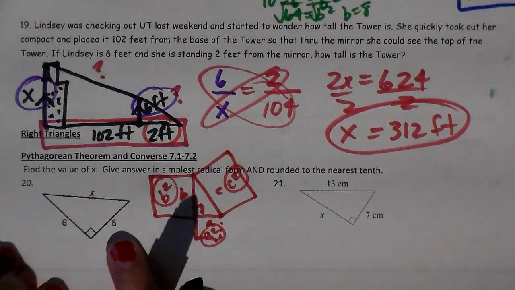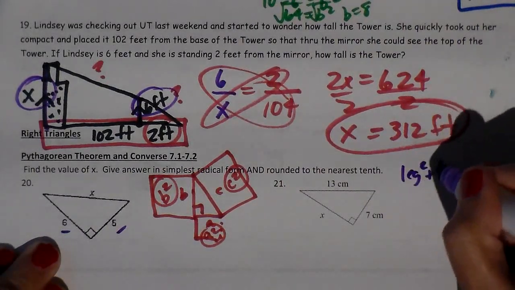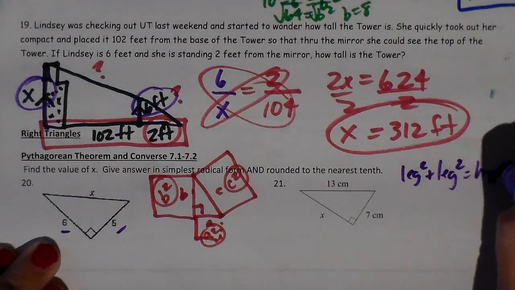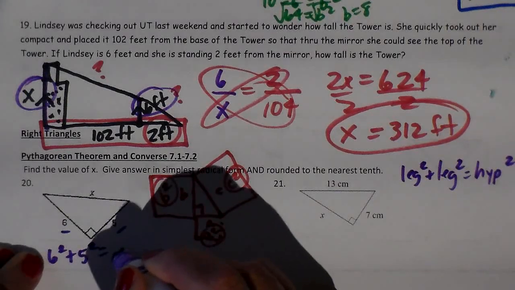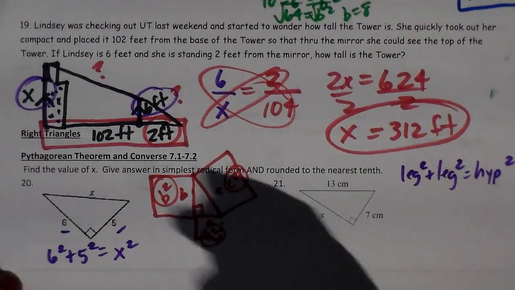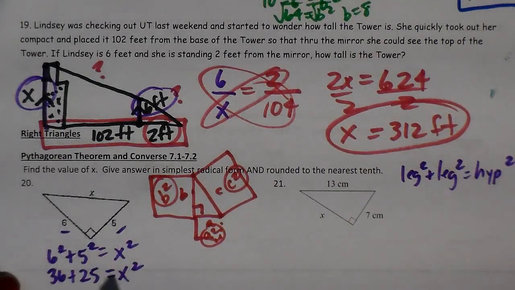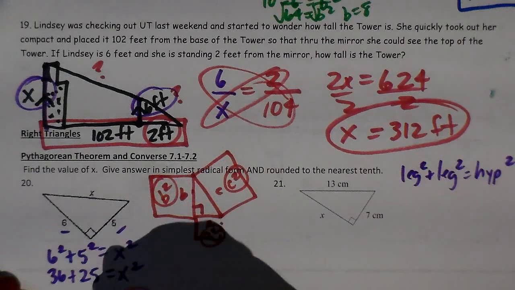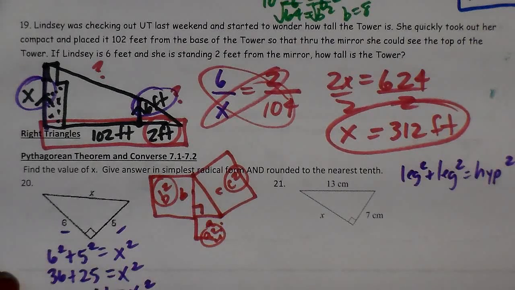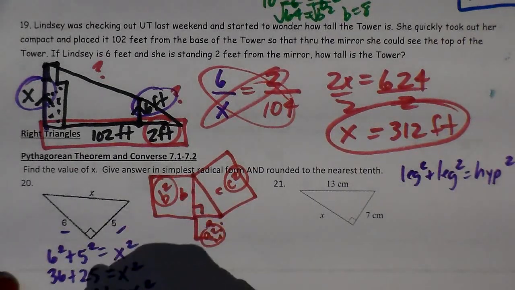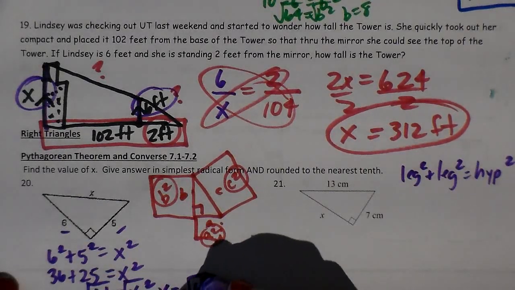So let's look at number 20. Number 20, we have two legs. And remember, leg squared plus leg squared equals hypotenuse squared. That's our rule. So I have 6 squared plus 5 squared is going to equal x squared, because x is my hypotenuse. So 36 plus 25 equals x squared. 36 plus 25 is 61, which is x squared. And then what do I do to find x? Because I don't want x squared, I want x. I'm square rooting both sides, so x is equal to the square root of 61.